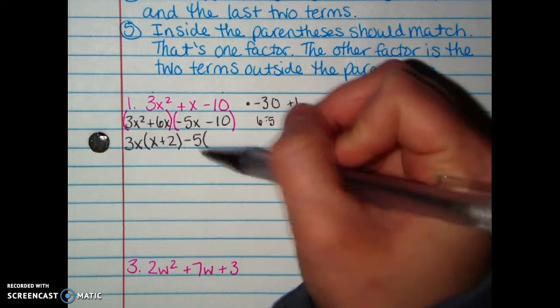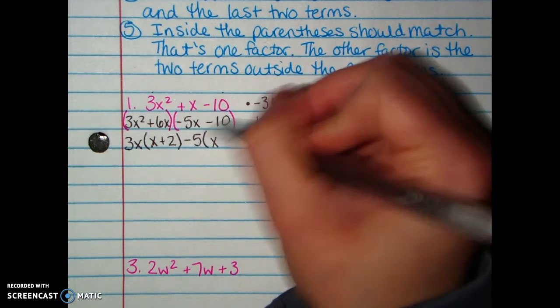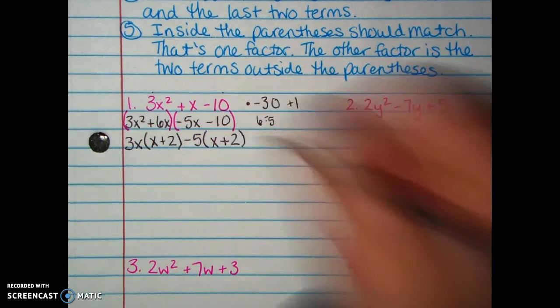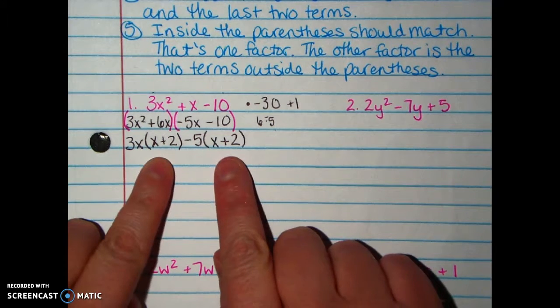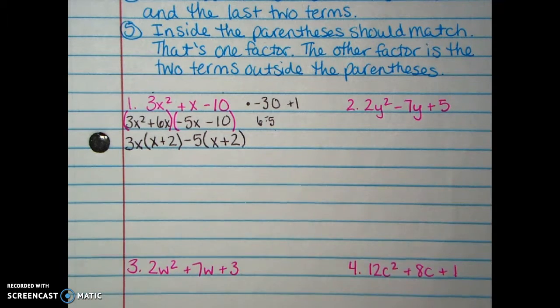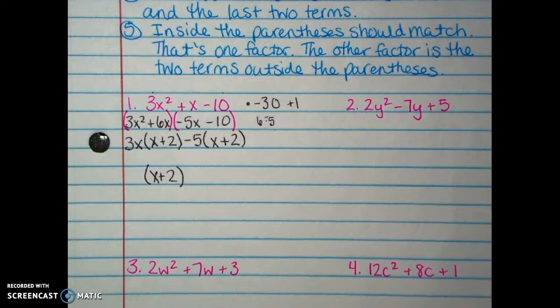So negative 5 divided by negative 5 is 1, so I'm just left with x right there. Negative 10 divided by negative 5 is a positive 2. Remember that a negative divided by a negative makes a positive. And then these 2 inside the parentheses should match. If they do, that's one of your answers. So x plus 2 is one of the factors.